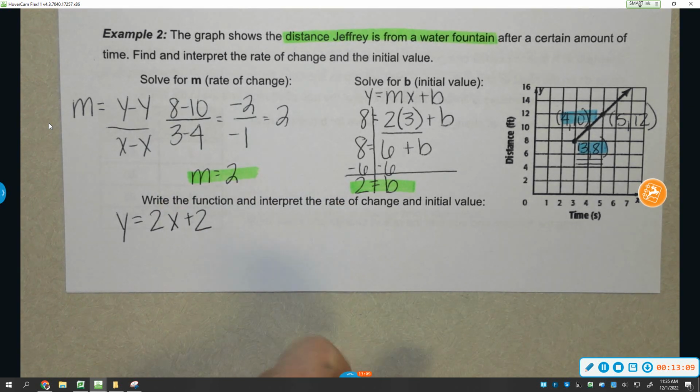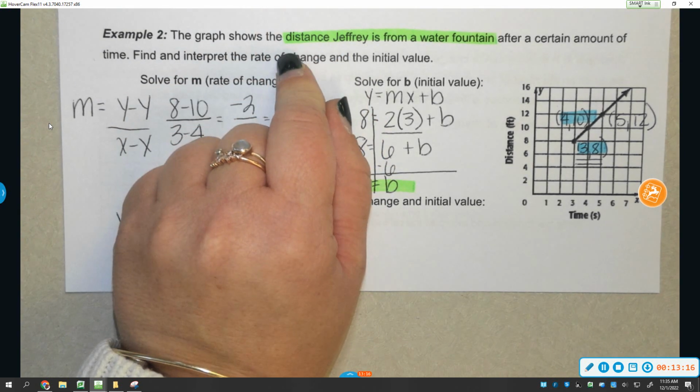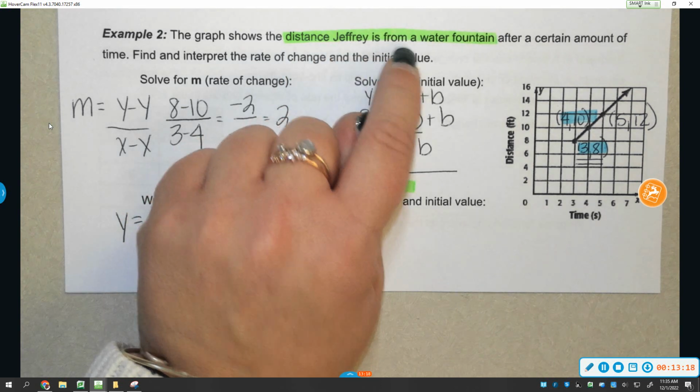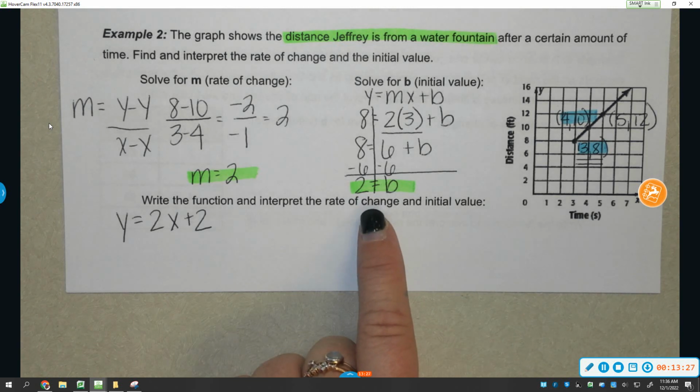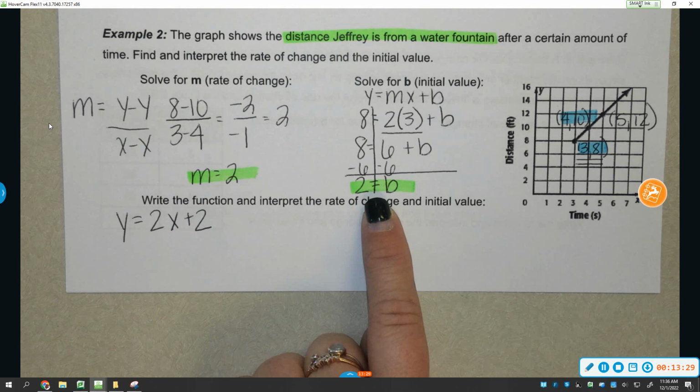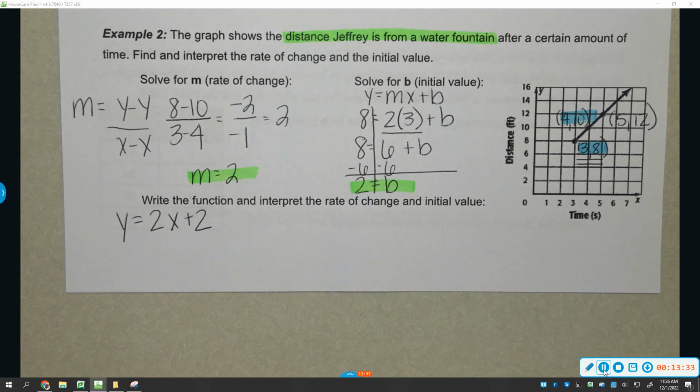This is now the more difficult part because, unlike example 1, it doesn't give us any information besides the fact that it is the distance Jeffrey is away from a water fountain. So does anybody want to try to interpret? Let's start with our initial value. Does anybody want to try to interpret what that means? So, who would like to interpret what the 2 stands for? Anybody?